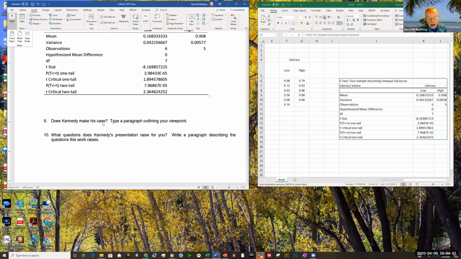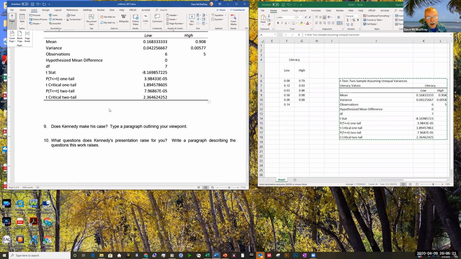Does Kendi make his case? Type a paragraph outlining your viewpoint. What questions does Kendi's presentation raise for you? Write a paragraph describing the questions this work raises. Okay, so nice paragraphs there. Use the terminology I've taught you. Use your critical thinking skills. So tell me, are you convinced based on what Kendi said? That's number 9. And then what questions do you still have? This is where we really get into critical thinking. So you type all this up, okay?